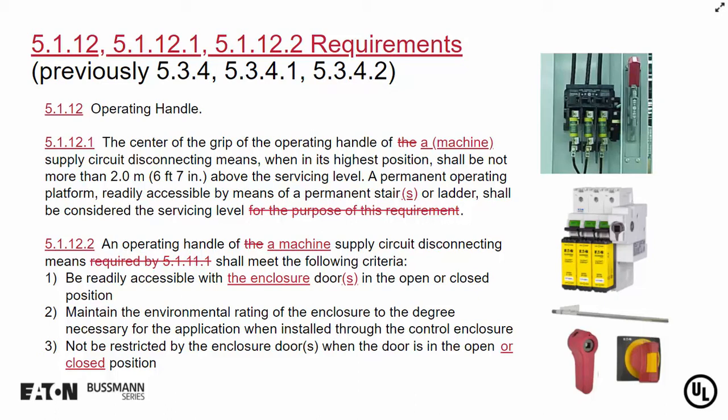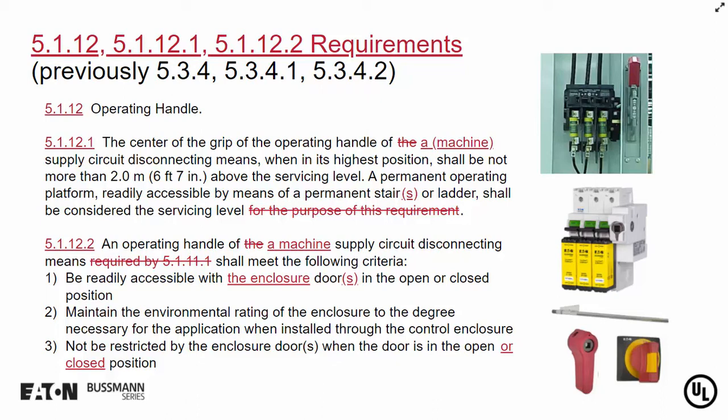As Dan said, we're going to talk about the operating handle, which is covered in section 5.1.12. You can see some numbering changes there. This material was previously in section 5.3.4, and of course 5.3.4.1 now becomes 5.1.12.1. You can see we made some word changes there. You see the word machine in parentheses, and it never fails. As hard as you try to be consistent, you always overlook some parts of this standard where we could have done a better job. And you can see we're already working on the next edition of the standard. But the word machine really should be there for consistency because we are talking about the machine supply circuit disconnecting means.